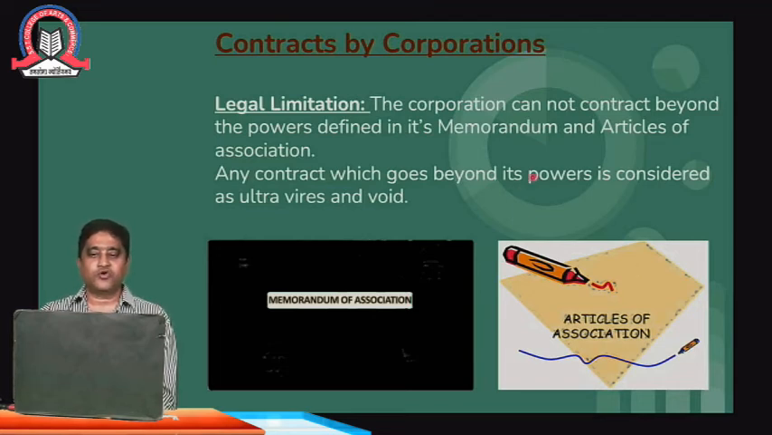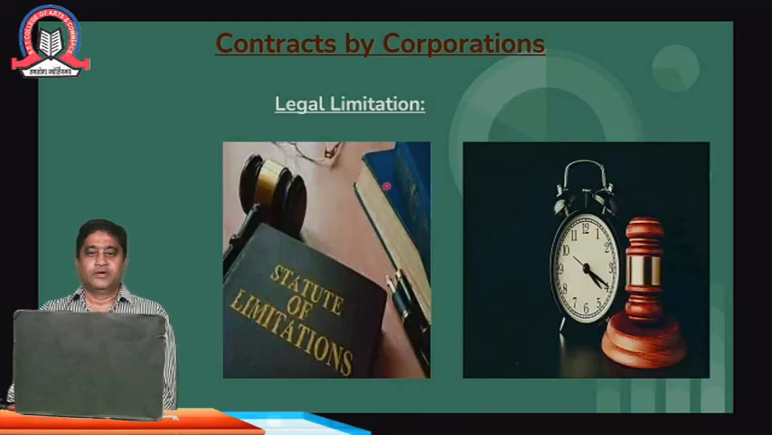Take a contract which goes beyond its powers. If the powers are not mentioned in either the memorandum of association or the articles of association, it would be called ultra vires, that is, acting beyond its power, and this agreement would be void. So there are legal limitations. Legal limitations are those limitations which are bound by law. You cannot go beyond the powers of the memorandum of association or articles of association in the case of a company, and the same applies to time limits, which are fixed for each and every document.